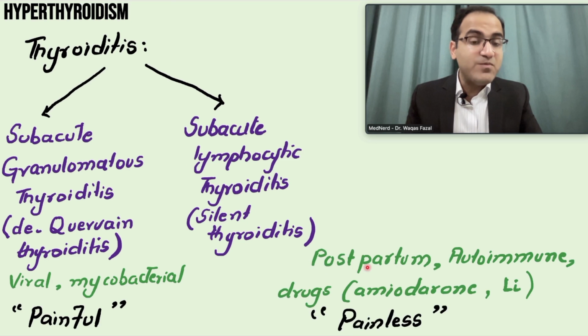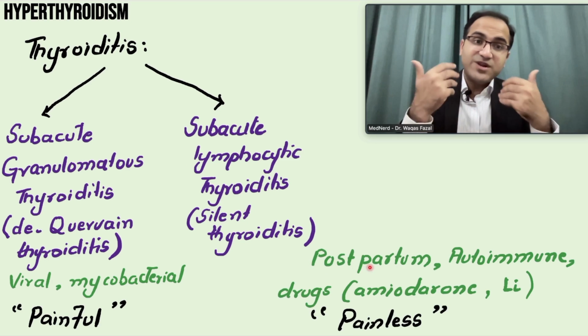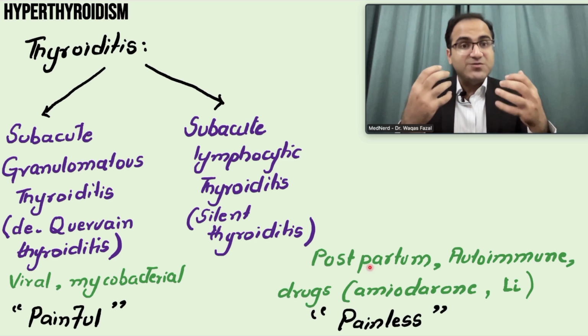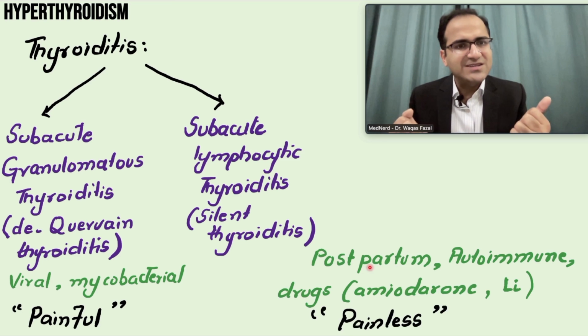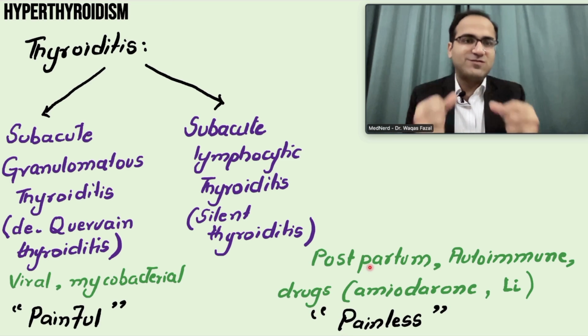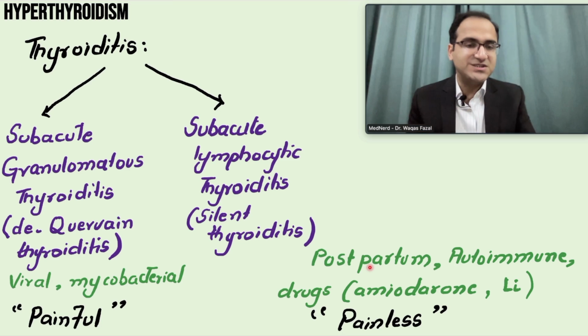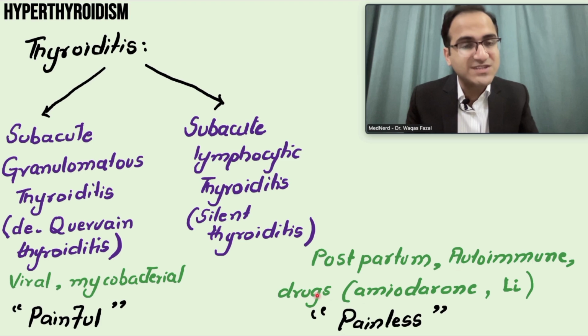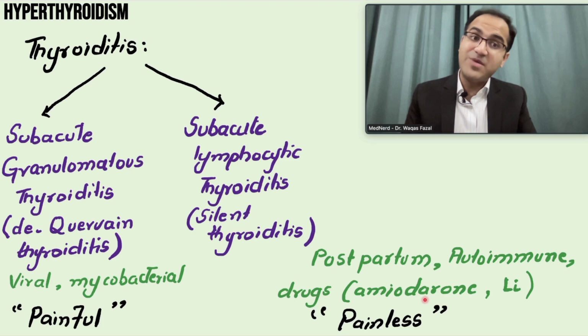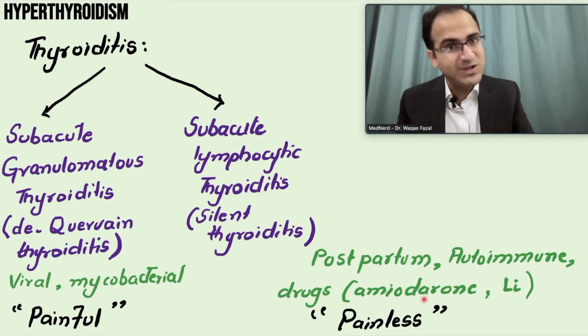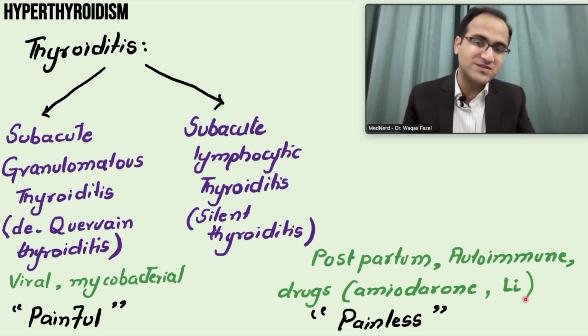It is caused by postpartum. Right after giving birth to the baby, the patient develops signs of hyperthyroidism because of the destruction of the thyroid gland, that is immune mediated destruction, autoimmune destruction of the thyroid gland. Certain drugs can cause thyroiditis, like amiodarone. Amiodarone can cause hyperthyroidism as well as hypothyroidism. Lithium can cause subacute lymphocytic thyroiditis, and the thyroid gland is painless.